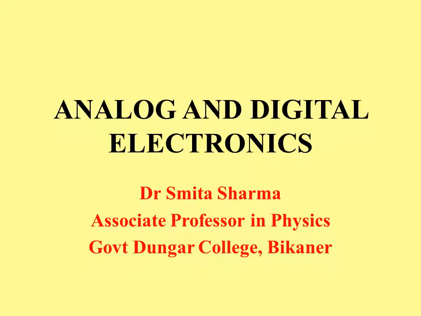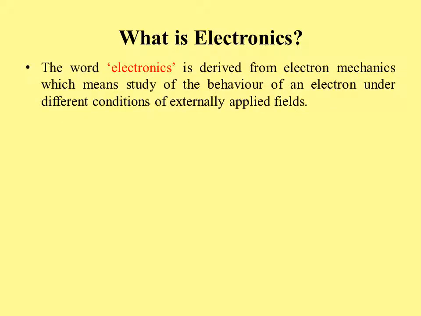In this lecture, I will discuss some terms that are used in basic electronics. First of all, what is electronics? The word electronics is derived from electron mechanics. This means study of behavior of an electron under different conditions of externally applied fields. So, how will the electron behave when different types of fields are applied? That study is known as electronics.